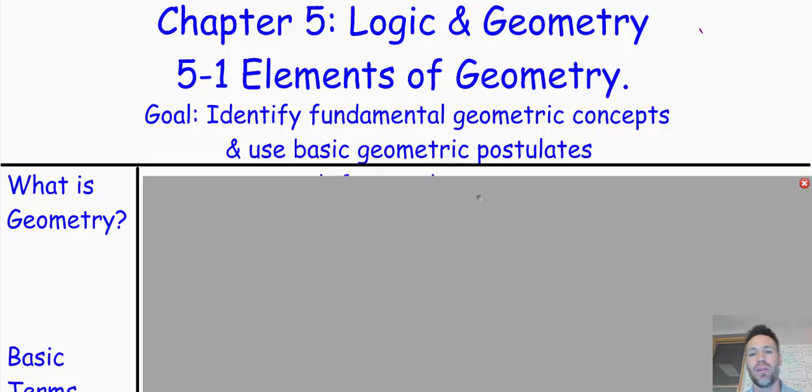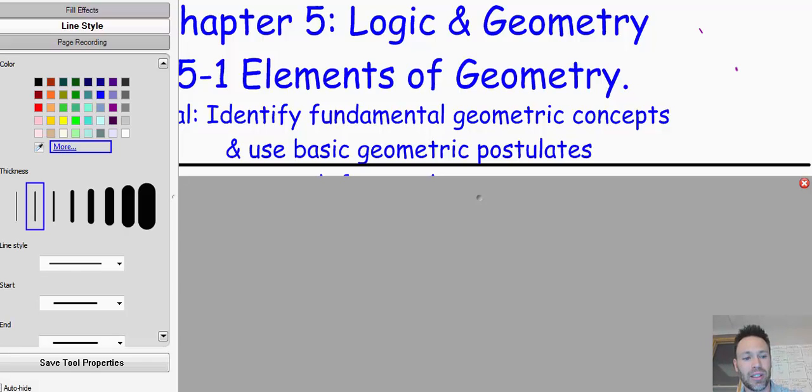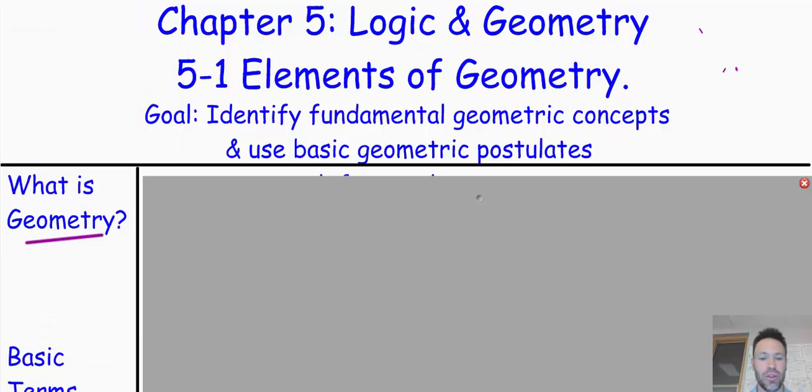Chapter 5 is about geometry and logic. Before we do anything with our geometry stuff, we need to define a whole bunch of terms. So that's why I gave you guys a note sheet. There's a lot of things to define today. We're going to start with the very basic definition of what is geometry, so that we can build a vocabulary and learn the language of geometry so we can move on with it. All right. Right away. Here we go.